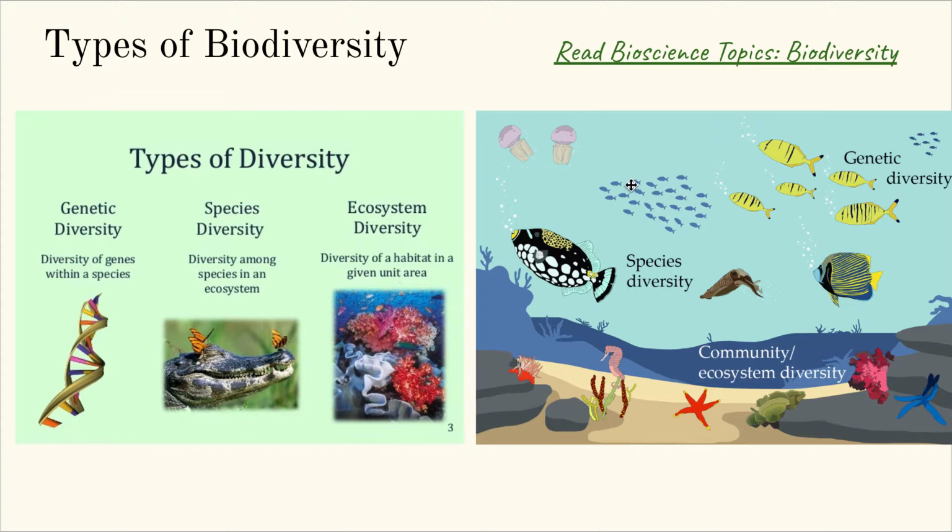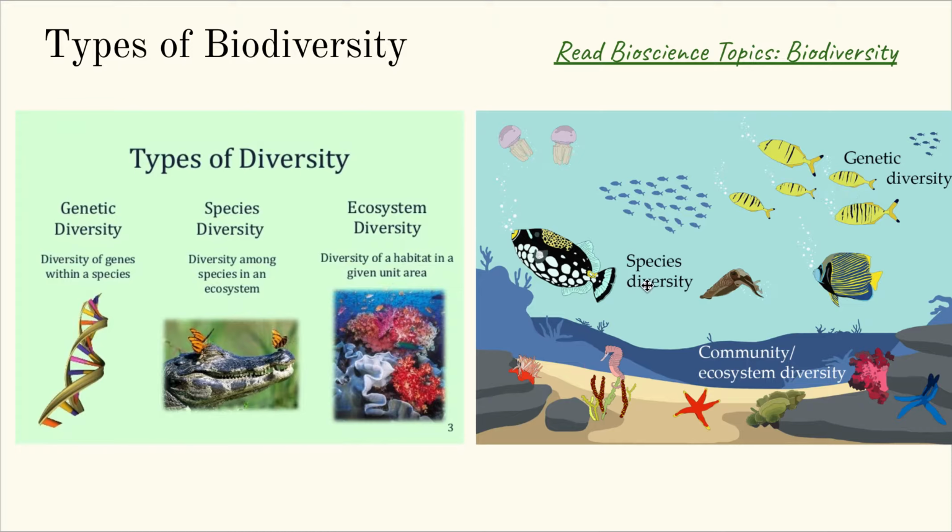On the right side here, we can see an image that shows each one of those types of diversity in one image. So at the top right, we have these yellow fish. This is portraying genetic diversity. We have the same species of these yellow fish, but there's genetic variation in that some of them have different stripes and different amounts of stripes than other fish.